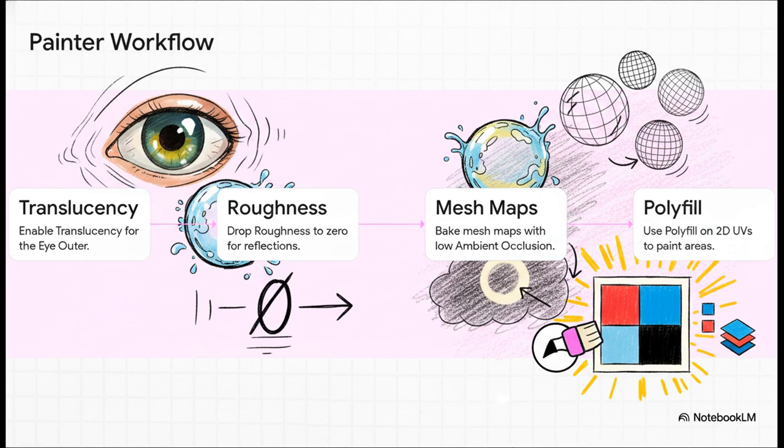Once they move into Substance Painter, the workflow gets highly structured. Step 1, enable translucency so that the eye outer actually acts like glass. Step 2, drop the roughness all the way down to 0 for those glossy, wet reflections. Step 3, and hey, this is absolutely crucial, when baking your mesh maps, you've got to turn down the ambient occlusion intensity. If you don't, fake shadows will bake right onto the eye and totally muddy up those bright, vibrant Disney-style colors. Finally, using the polyfill tool on those rectangular UVs we just talked about, artists cleanly paint the sclera, iris, and pupil on their own separate layers.